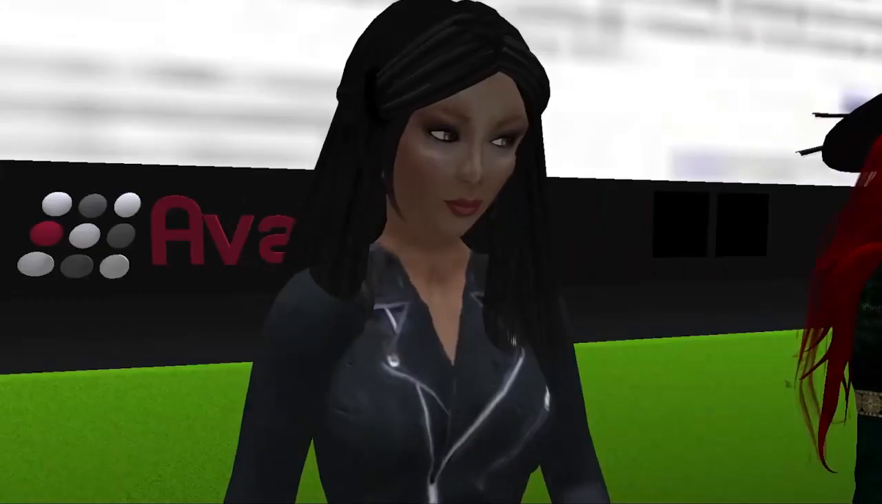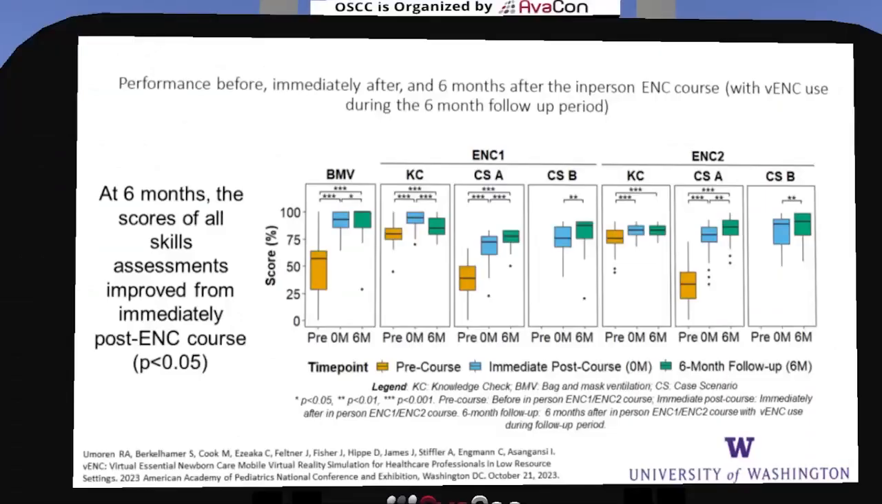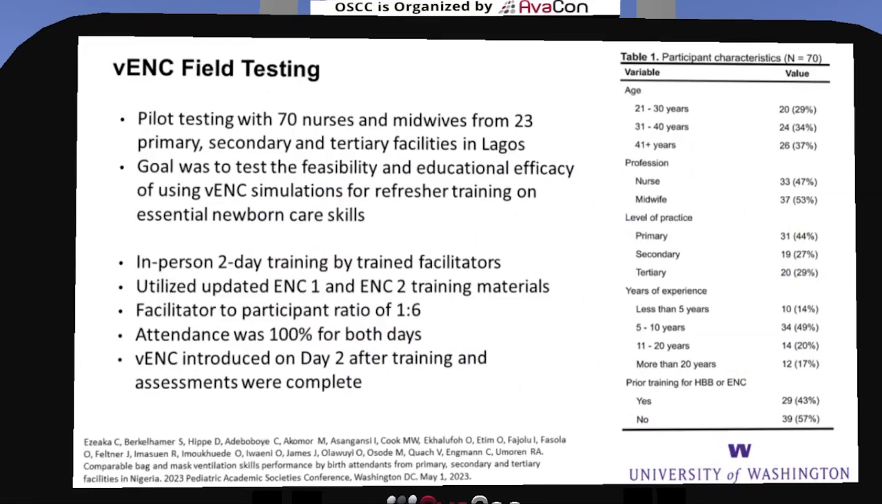So once the technical team did all the things that they did, as Matt described, we were ready for testing in the physical world. So we took the application, put it on mobile phones. It was a Unity-based app, and pilot tested it with 70 nurses and midwives from 23 facilities in Lagos, Nigeria. And the goal was really to test the feasibility and educational effect of using these simulations to see if they really help them learn and help them retain skills.